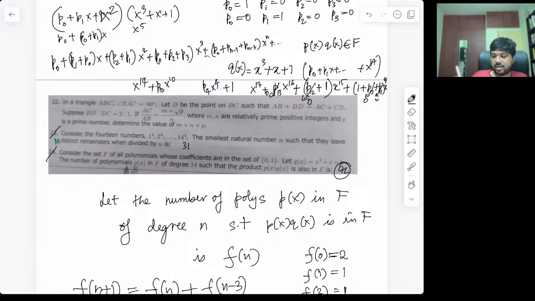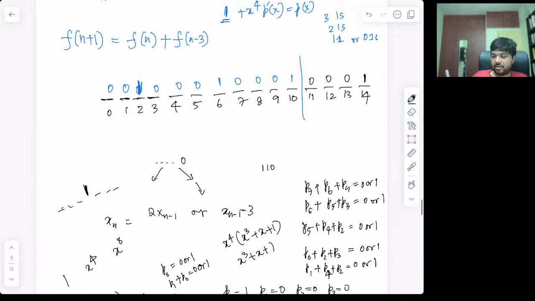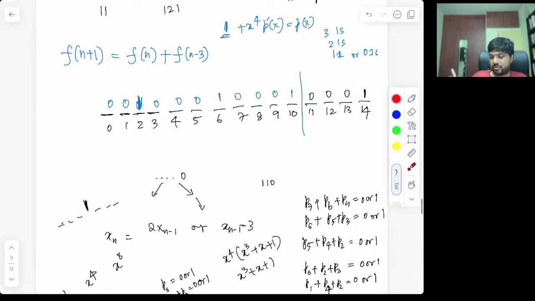But I would like to solve this directly too, so I'll think about it later. I think directly also you should be able to solve this without recursion.